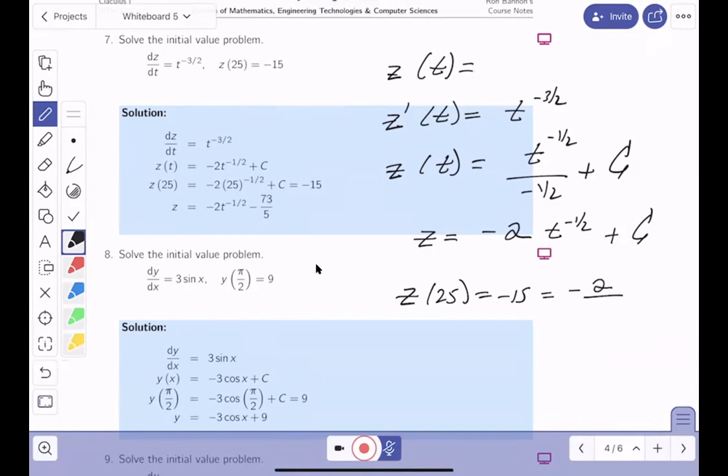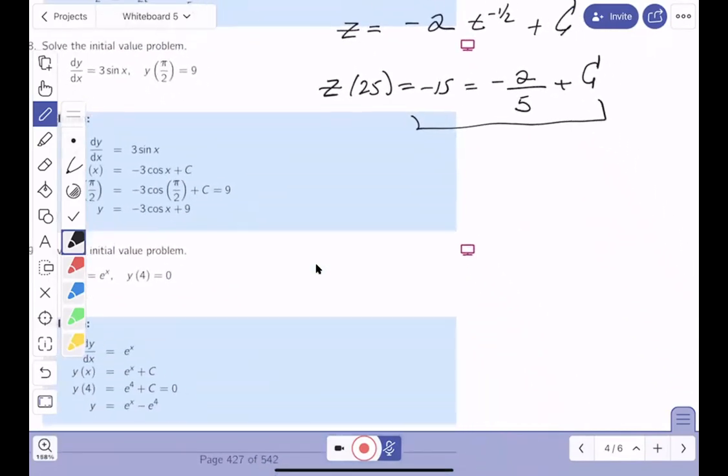Minus 2 over the square root of 25, which is 5, plus c. All right, I need to solve for c. Let's see if we can do that. I can multiply both sides by 5. That's going to be minus 75, minus 2, multiply by 5, plus 5c. I'm going to add 2 to both sides. It's going to be minus 73, 5c. A nasty number, I know that. And divide through by 5. And when you get c equals minus 73 fifths.